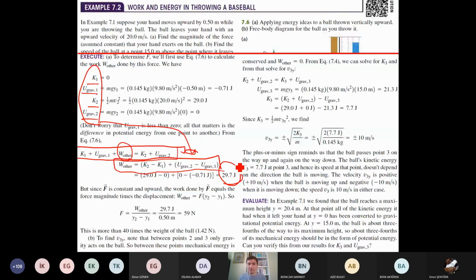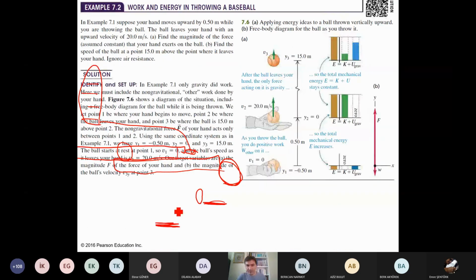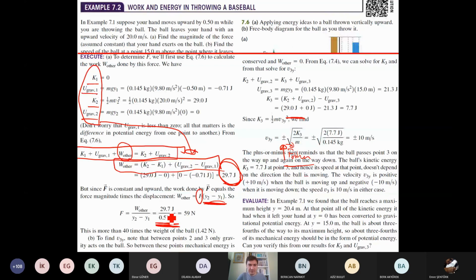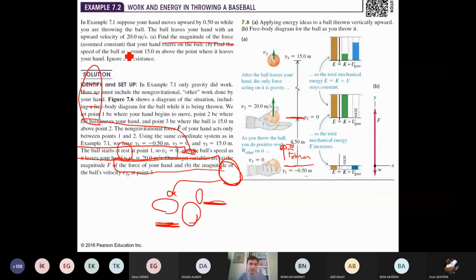So what is W other here? W other is given by F applied by your hand times the displacement. Okay, the displacement is 0.5 meter during this movement from this position to this position. We apply this force F other. Okay, and then we know the W other, we have already calculated it, put it there. Finally, we can calculate the force that your hand exerts on the ball.